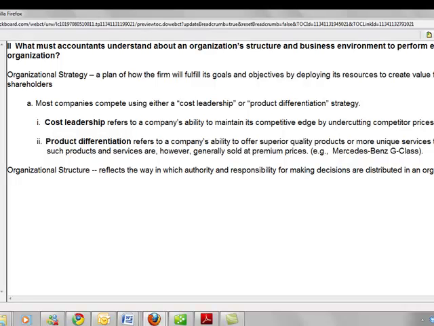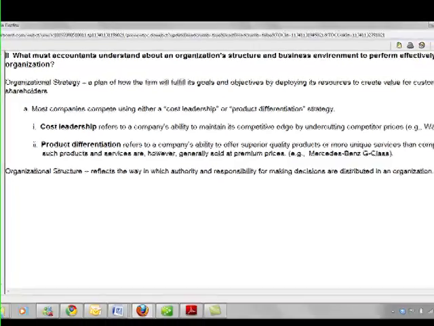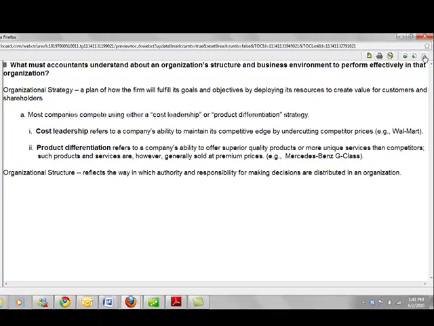As a cost accountant, we'll also need to know a little bit about the organization's structure and the environment, figure out what direction and what information should we be looking at for that organization. Typically, organization strategy comes down to two major types of strategy: cost leadership or product differentiation. Cost leadership, if you think about Walmart, that's a good example of cost leadership. It's a company that's looking to keep costs as low as possible, lessen competitors' prices, and that's their competitive edge. It's about cost. It's cheaper to get products from Walmart than, say, another competitor.